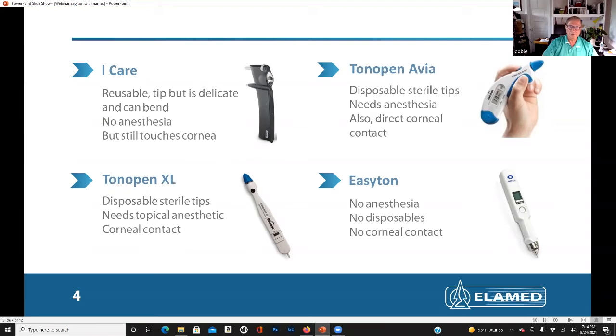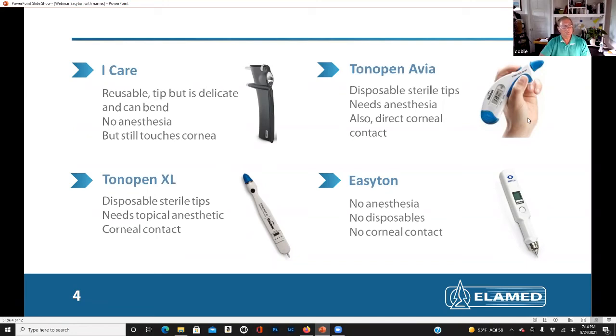The other thing you have to look out for is when you're touching the cornea, depending upon who's doing it, you could end up with some corneal stippling or even an abrasion. So that's something we have to take into consideration. Those things are very rare, but something you have to consider. Now move over to the iCare.